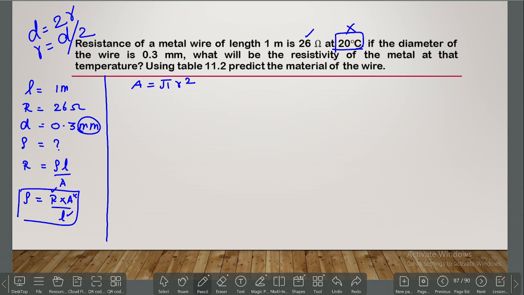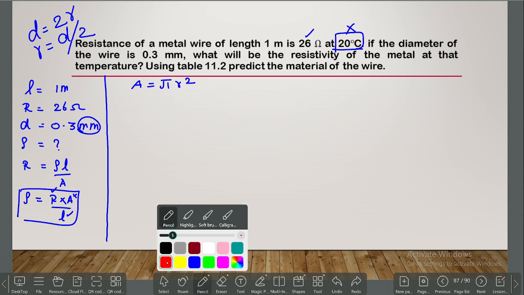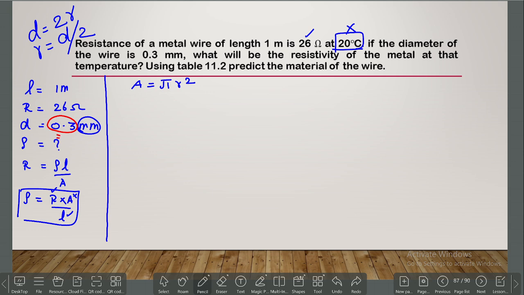So the first thing, we need to convert this smaller unit into SI. In order to convert from millimeter to meter, we are going to multiply the given number. Here, what is the given number? 0.3. This number needs to be multiplied by 10 to the power of minus 3. If I multiply like this, this millimeter can be converted into meter. Suppose I don't know the decimal, then I can rearrange this value as 3 into 10 to the power of minus 4 meter. Now this is going to be the diameter.